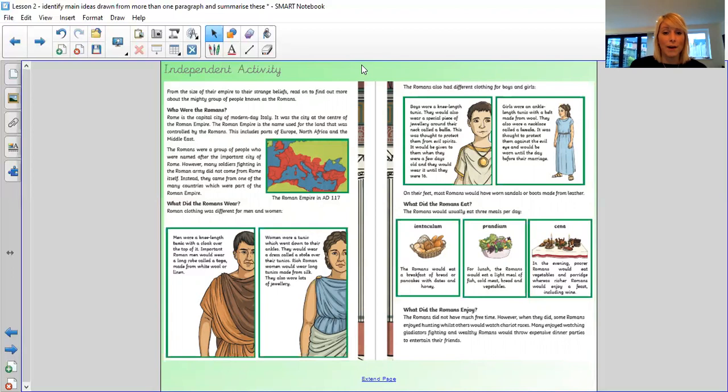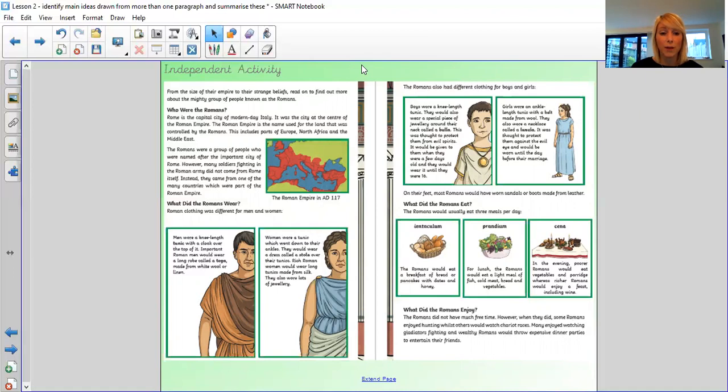From the size of their empire to their strange beliefs, read on to find out more about the mighty group of people known as the Romans. Who were the Romans? Rome is the capital city of modern-day Italy. It was the city at the centre of the Roman Empire. The Roman Empire is the name used for the land that was controlled by the Romans. This includes parts of Europe, North Africa, and the Middle East.